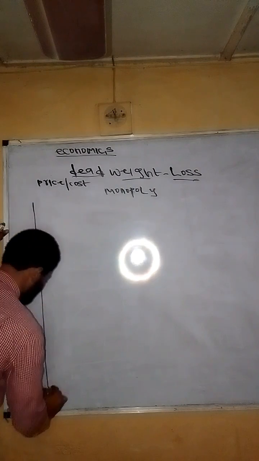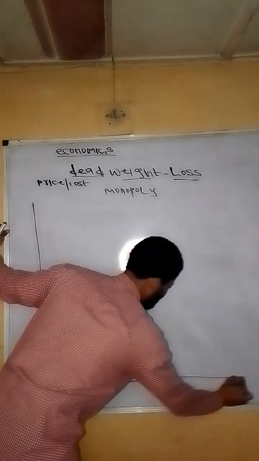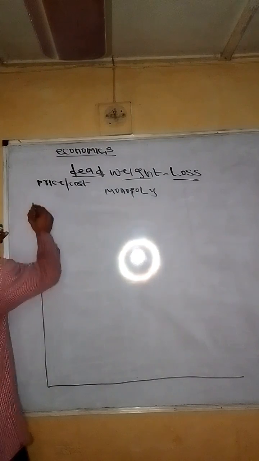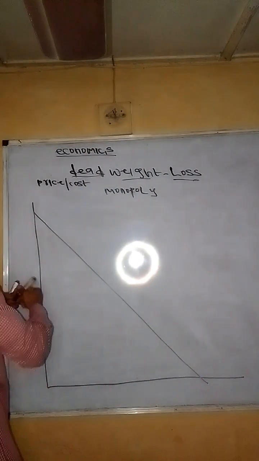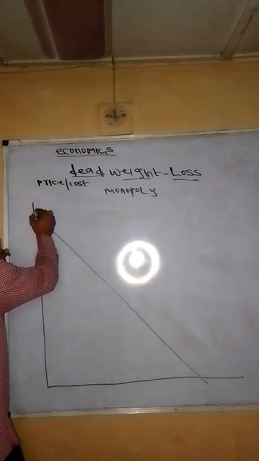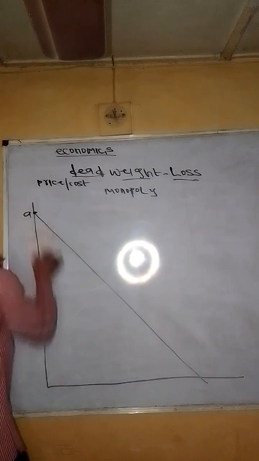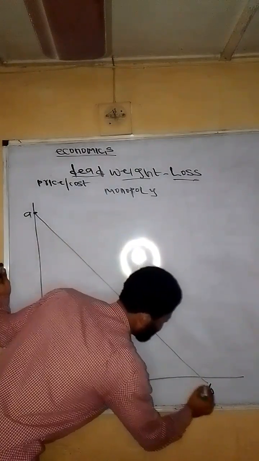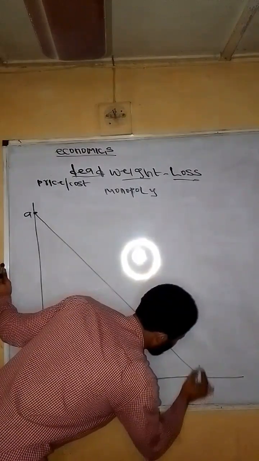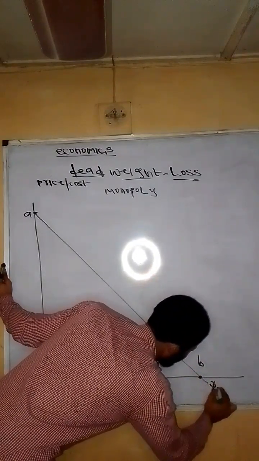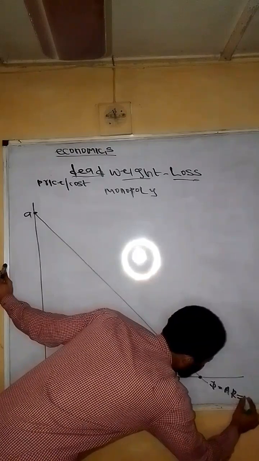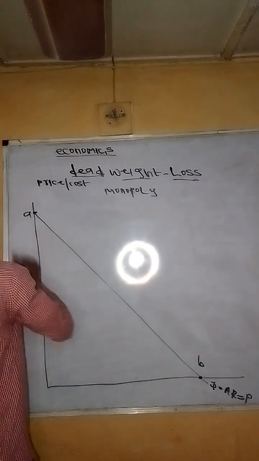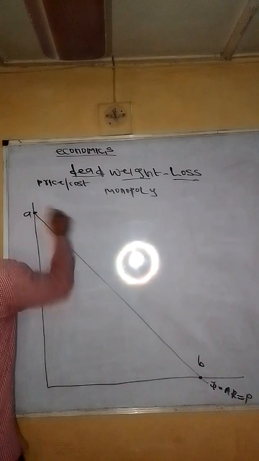Let's draw our graph. I am going to be as fast as possible in order to reduce the length of this video. This is the demand curve. This is the vertical intercept, and this is the horizontal intercept of this demand curve. Please take note that another name for the demand curve is average revenue, and average revenue is the same thing as the selling price of the commodity.